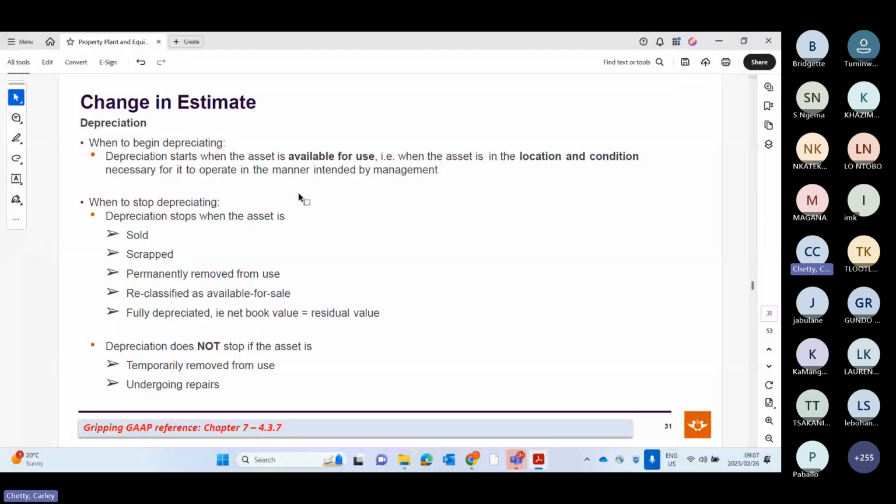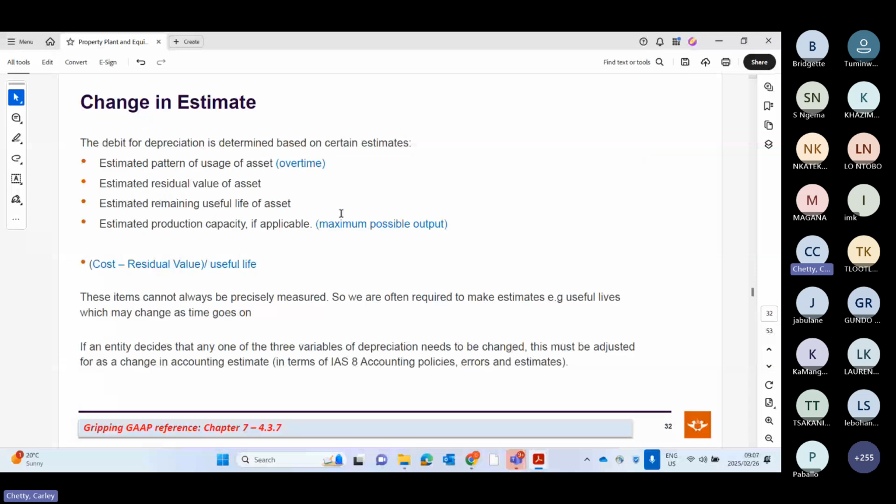So the debit for depreciation is going to be determined based on certain estimates. Based on the estimated pattern of usage of an asset over time, how is it going to be used? Based on the estimated residual value of the asset, the estimated remaining useful life of the asset, and the estimated production capacity if applicable. So how do we determine the depreciation? We calculate that by taking the cost minus the residual value, divided by the useful life.